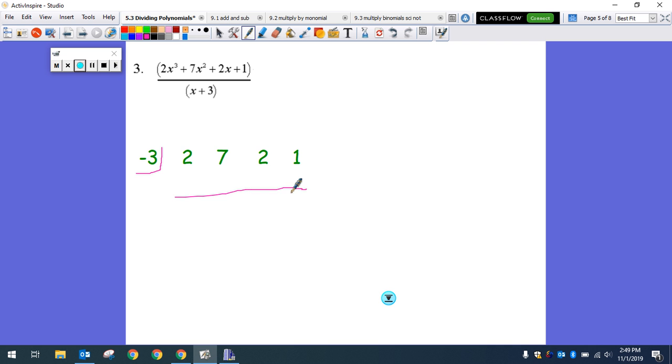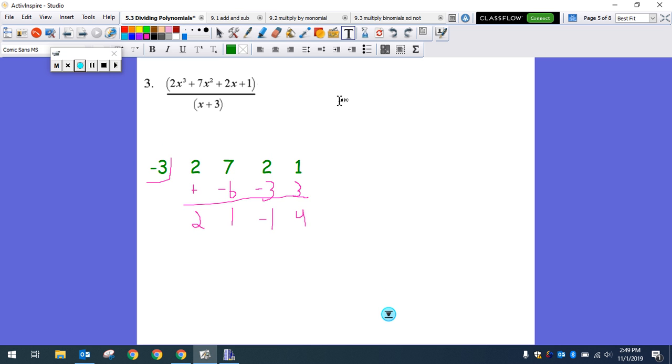So let's do it. Bring down your 2. 2 times negative 3 is negative 6. And remember, we add these. 7 plus negative 6 is 1. Multiply, we get negative 3. Add those and we get negative 1. Multiply and we get 3. Add those and we get 4. So this one has a remainder.